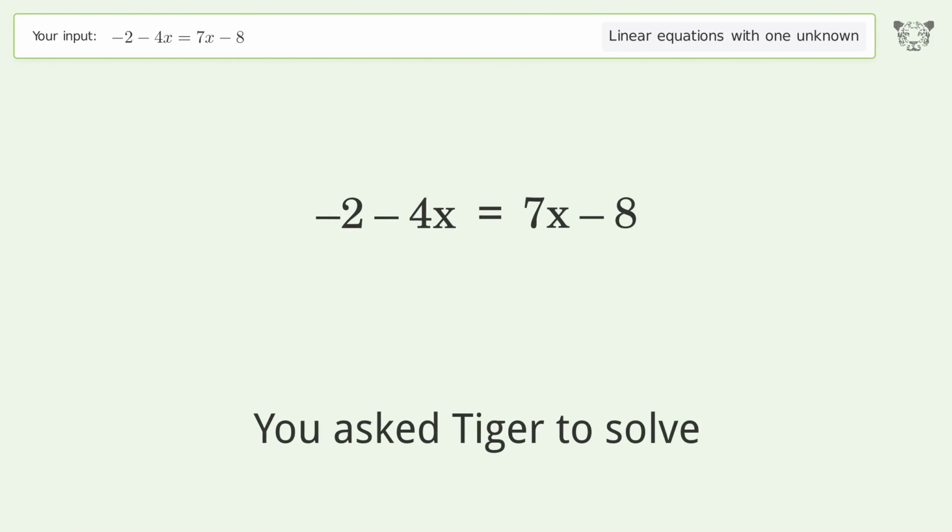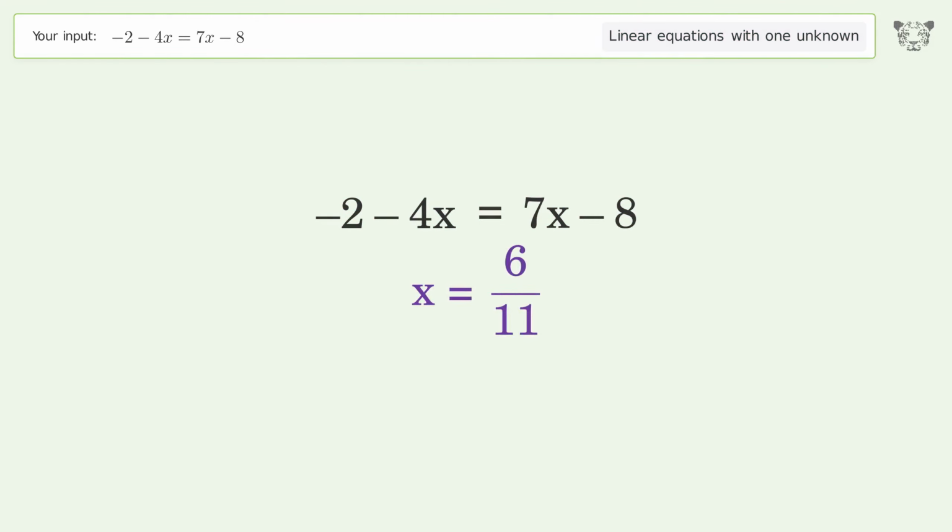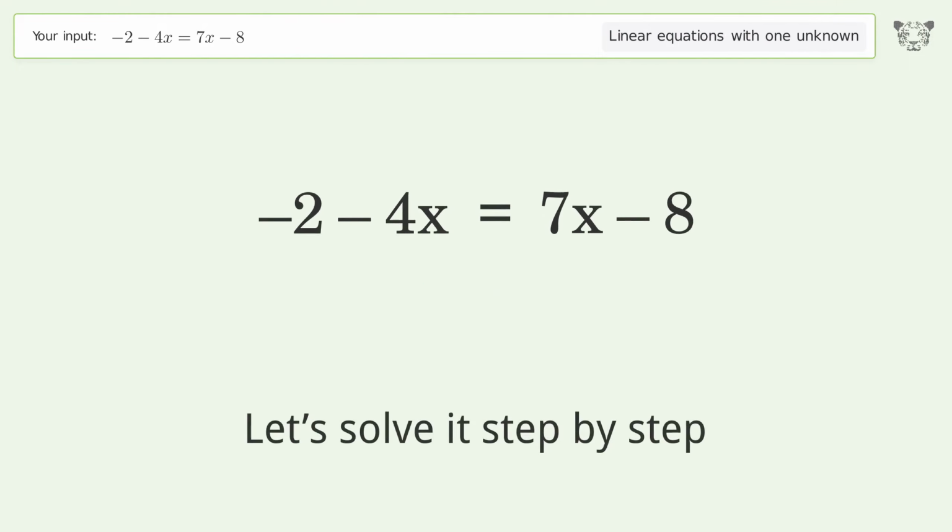You ask Tiger to solve. This deals with linear equations with one unknown. The final result is x equals 6/11. Let's solve it step by step.